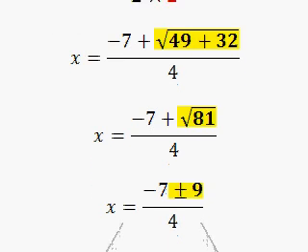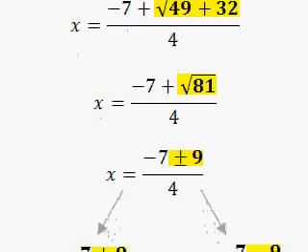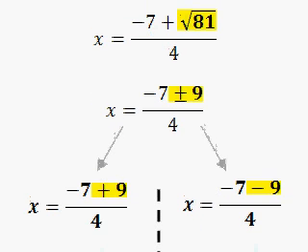The next stage is really short because all I did was change square root of 49 plus 32 into square root of 81, because 49 plus 32 is 81. Then what did I do? Well, square root of 81 is 9 and -9. Whenever you square root a number, you always get two answers which are opposite each other. So square root of 4 is 2 and -2. So in this case, square root of 81 is 9 and -9.